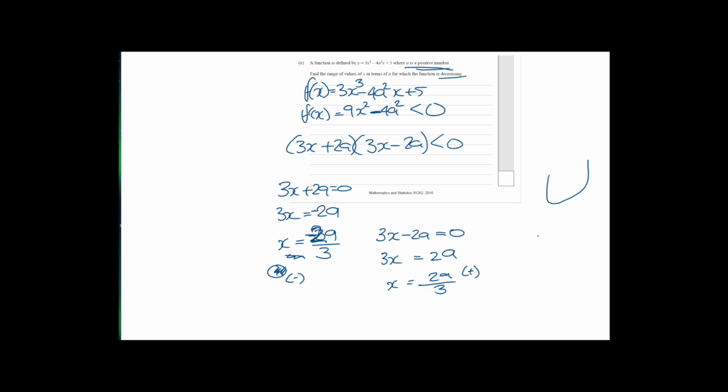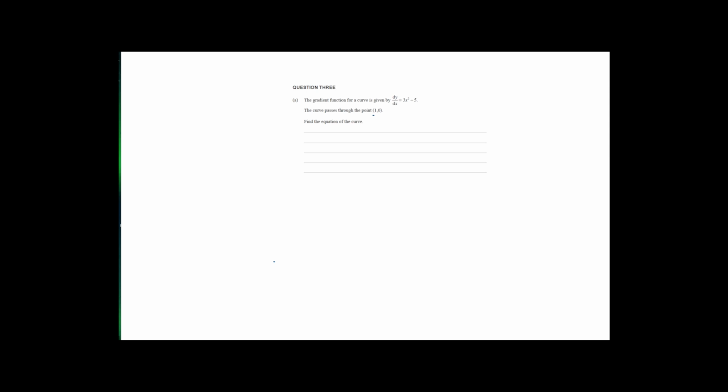So that must be a positive number. So therefore, it's decreasing when x is between minus 2a over 3 and positive 2a over 3. There's our answer. Oh, tough for a level 2, but okay. Okay, this one is fairly common. You should know how to do these.